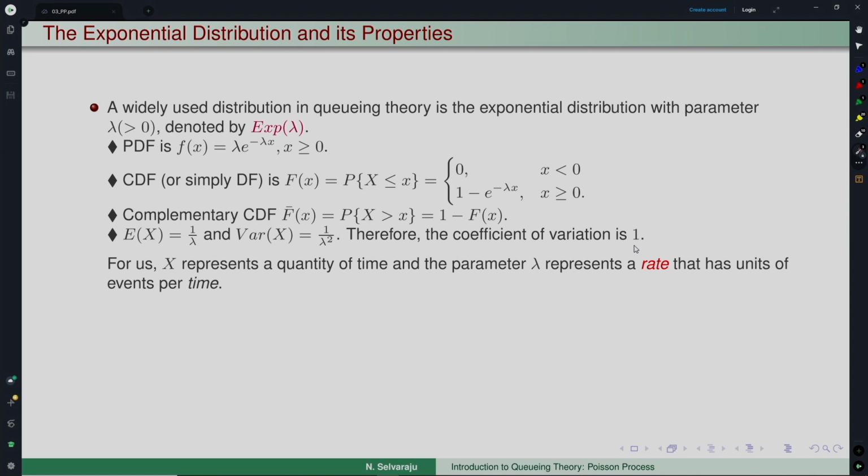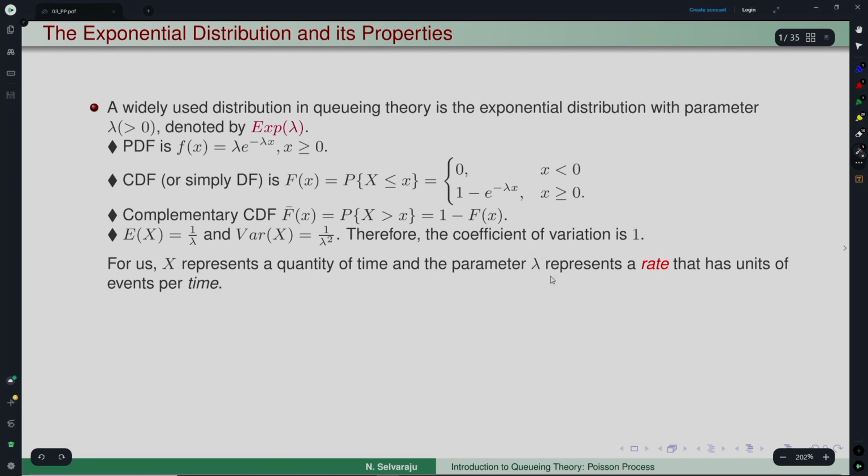In our analysis, in our queuing systems, this random variable would represent a quantity of time, and the parameter lambda would then represent a rate that has units of events per time. Sometimes this is also called rate because of this interpretation, because whenever this represents a quantity in time, for example the time between two arrivals or the time it takes to serve a particular customer, lambda would represent the rate.